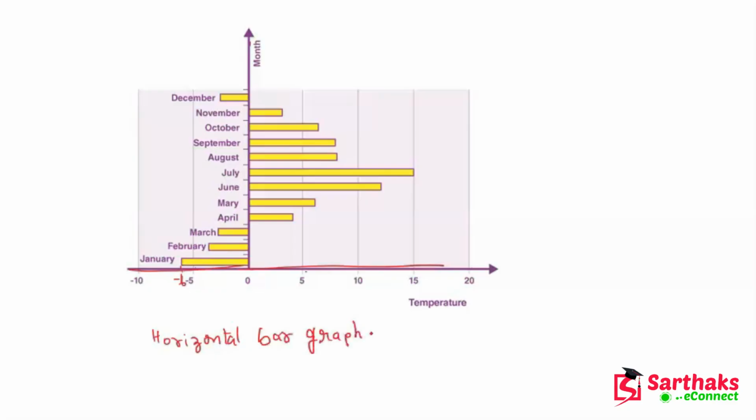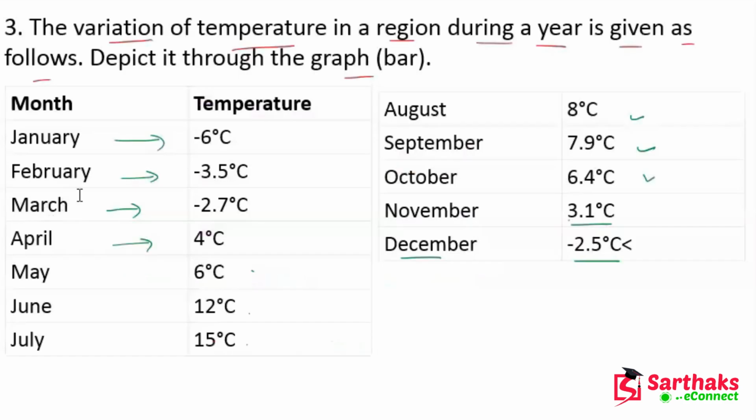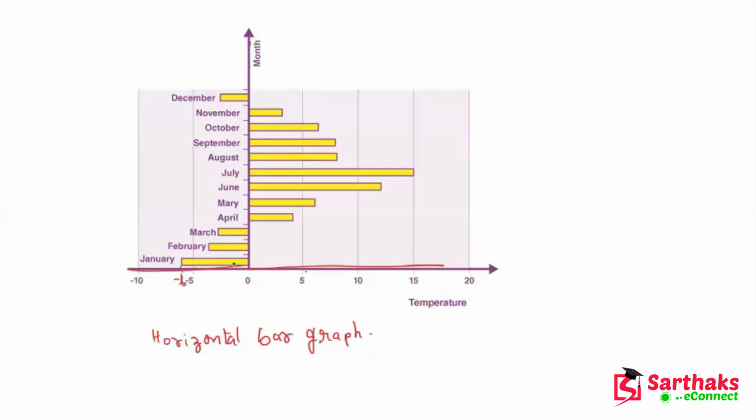Understand, my dear friends? Now in the month of February, the temperature is minus 3.5 degrees centigrade, so we can plot it like this. Understand, my dear friend? Similarly, we can draw the variation of temperature from January to December. I hope you understand these things.